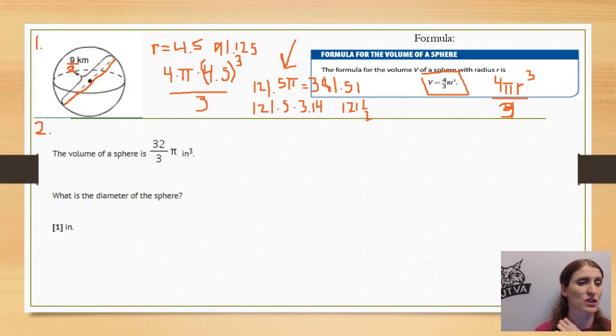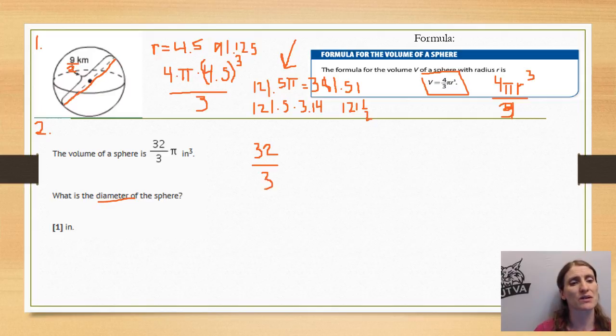Okay, so now looking at the second problem down there, this time it's different because it says the volume of a sphere is 32 divided by 3 pi inches cubed. Okay, so guess what? They already give us volume on this one, and we're trying to find the diameter. So this can be a little bit tricky, and I showed you this one because there's one like this on the test. And I want to make sure that everyone has the opportunity to learn this.